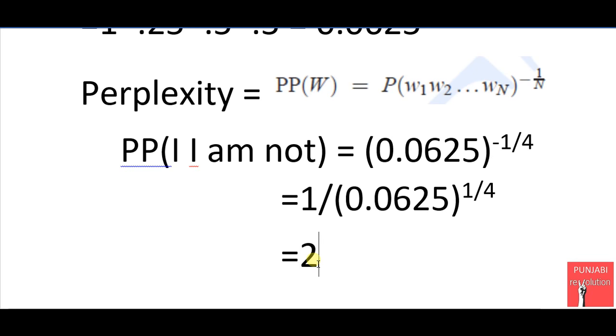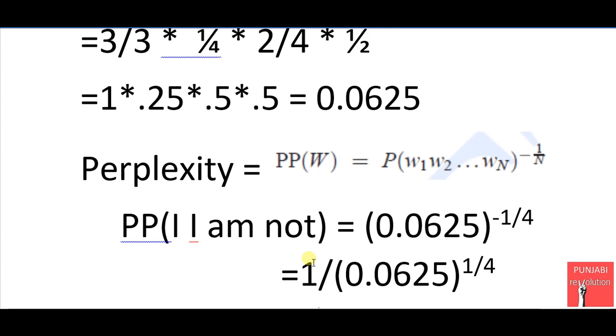The higher the perplexity, the lower the probability, and the lower the perplexity, the higher the probability. So this is perplexity. It is nothing special, it's just a mathematical way to represent the n-gram models.